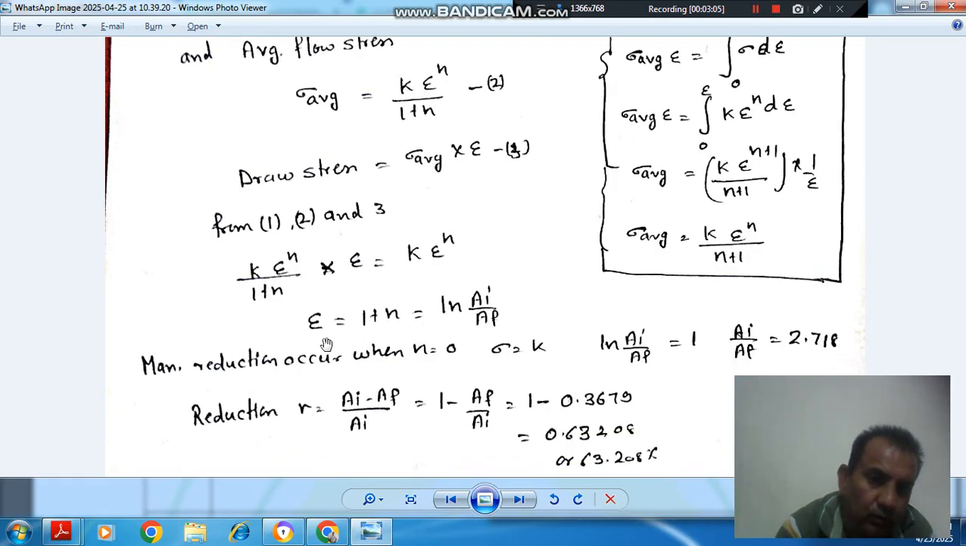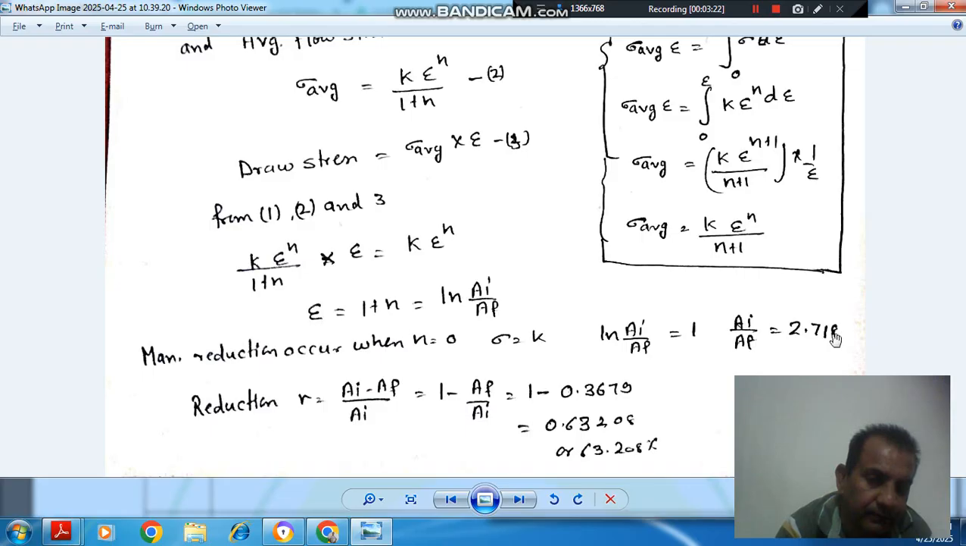Now the maximum reduction will occur when this exponent n is 0. So when n is 0, the flow stress will be equal to the strength coefficient, and ln(Ai/Af) will be equal to 1, or Ai/Af is equal to 2.718. The formula for reduction is initial area minus final area by initial area, or 1 minus Af/Ai. Ai/Af is 2.718, so Af/Ai will be the inverse of this, that is 0.3679.